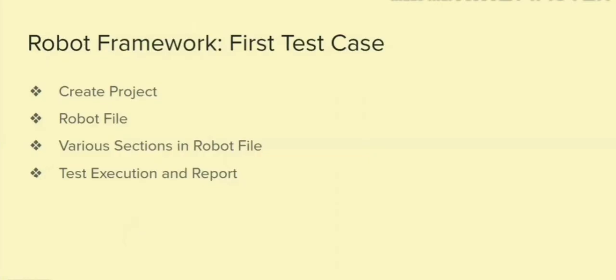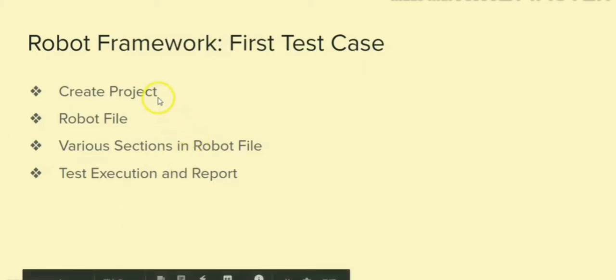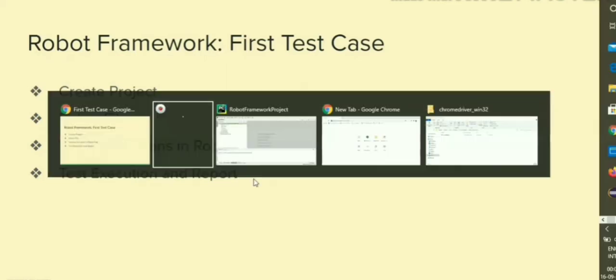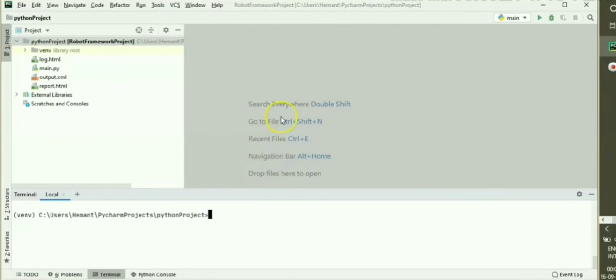In this agenda we will discuss, first of all, how we can create a project in PyCharm IDE. Then we will see how we can create a robot file inside this PyCharm IDE. Later on we will see the various sections of a robot file like library, settings, keywords and test cases, variables, all those. In the last we will see the test execution and report section. Okay, so now I'm just moving to the PyCharm IDE.